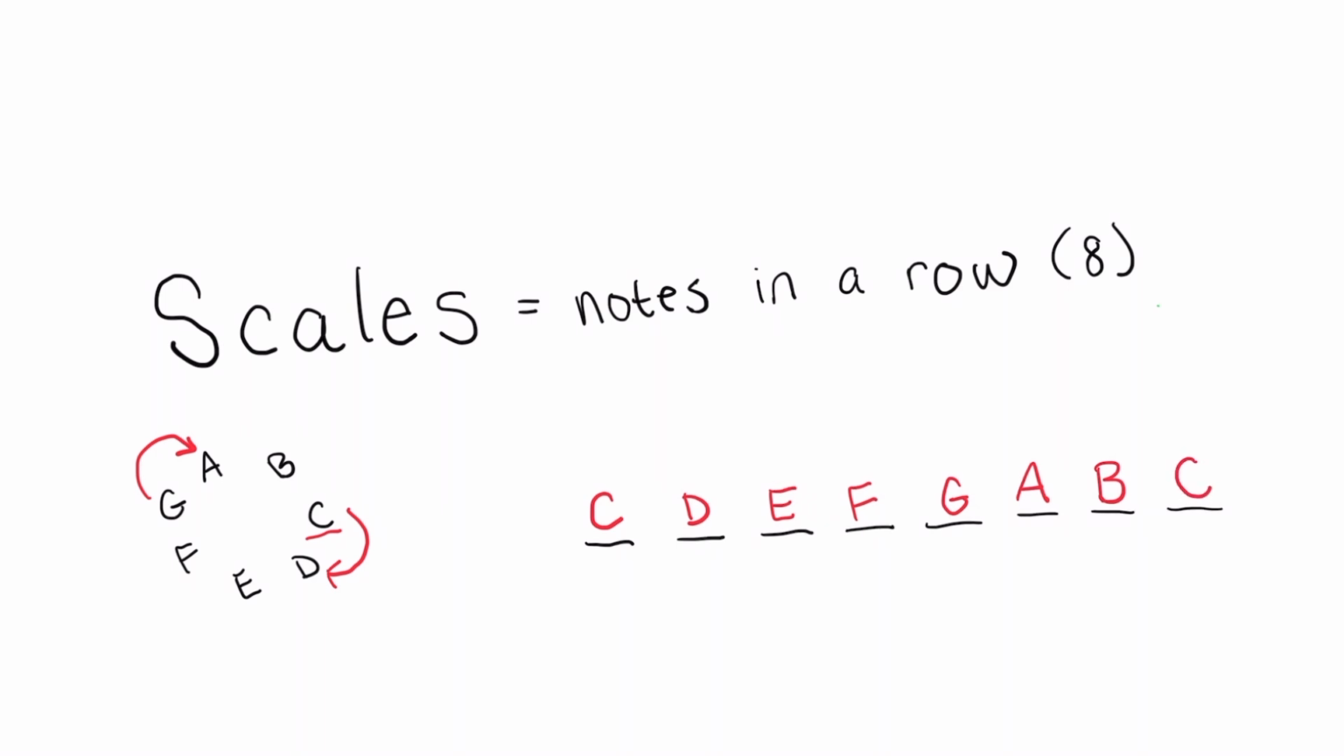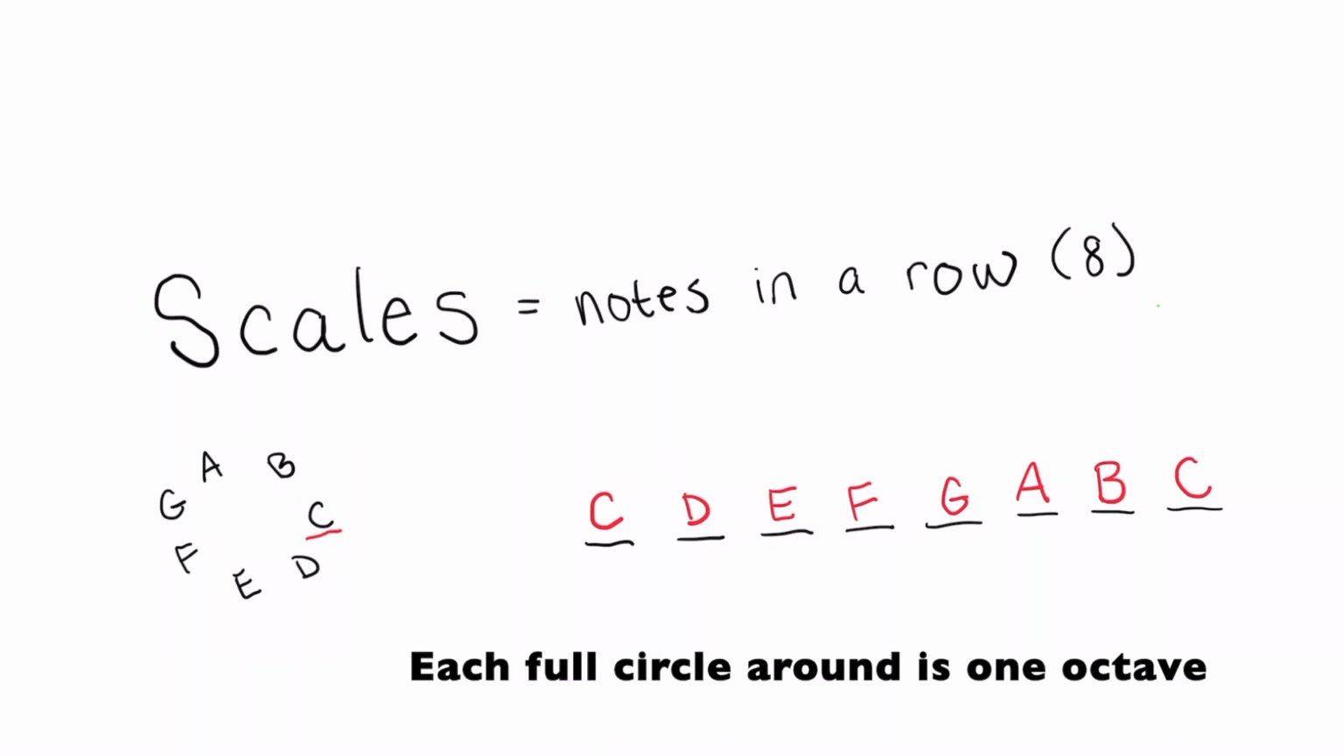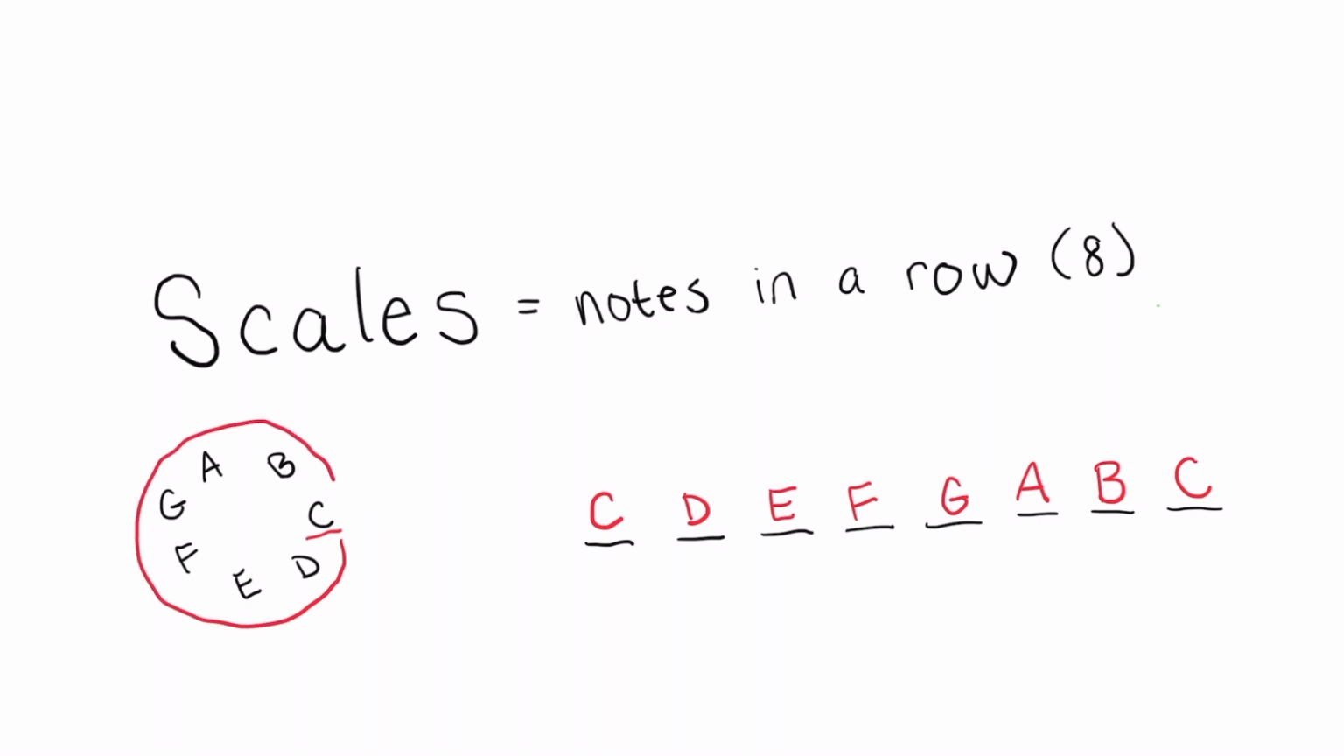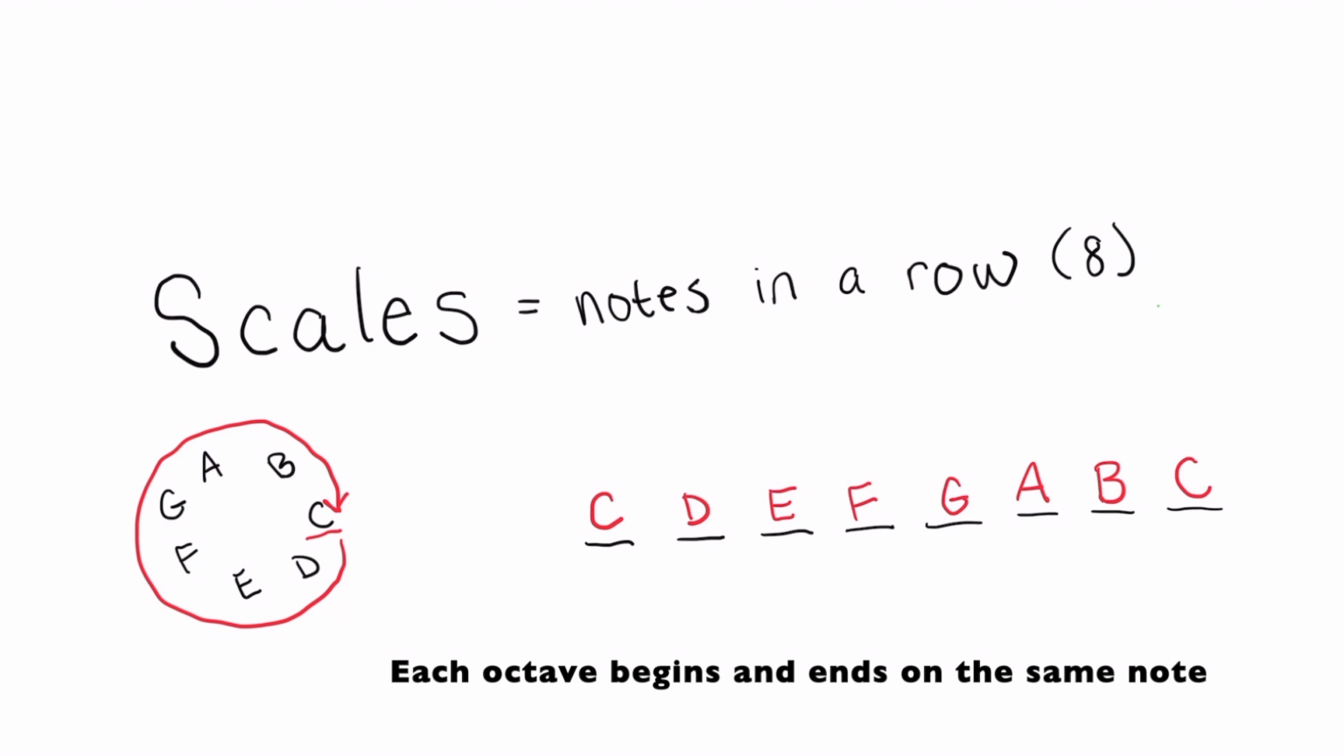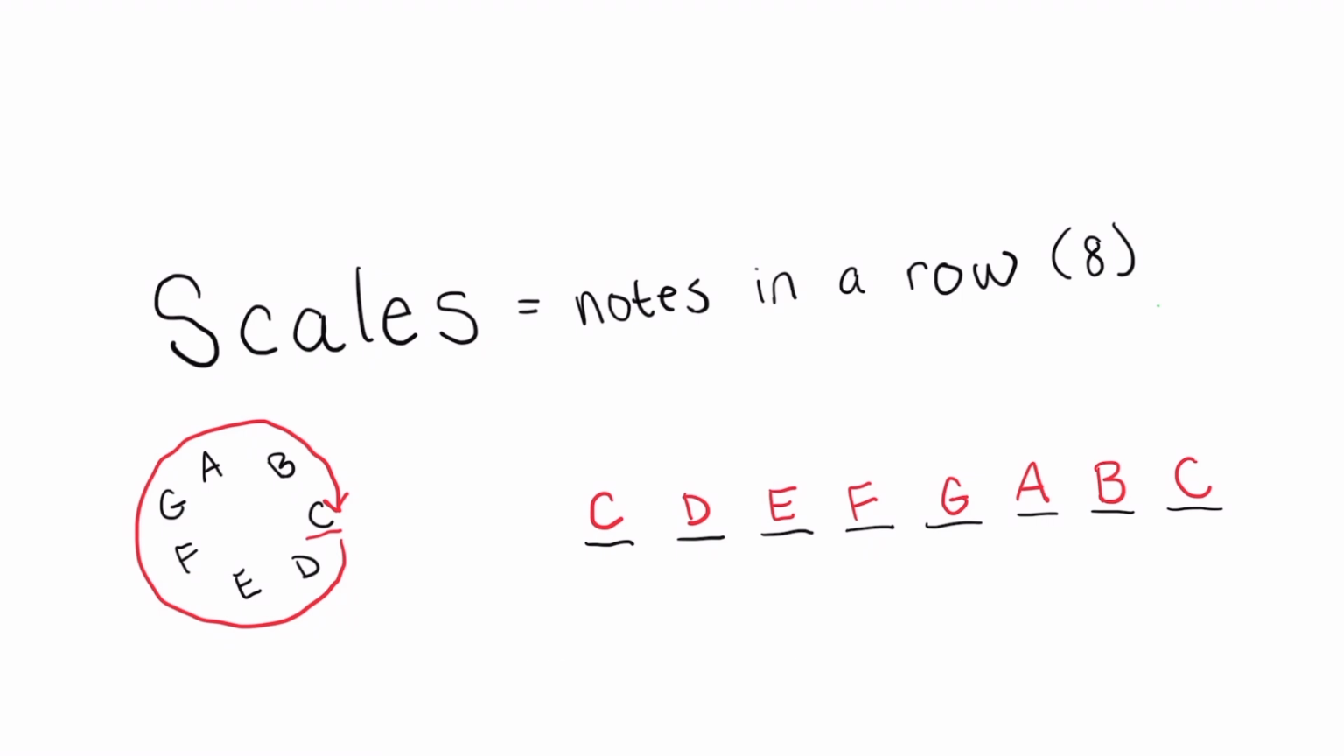So basically, we just made one circle around the musical alphabet circle. We just went whoop, all the way around. And that was our scale. You could start on any other note and do the same thing, and that would be your scale.